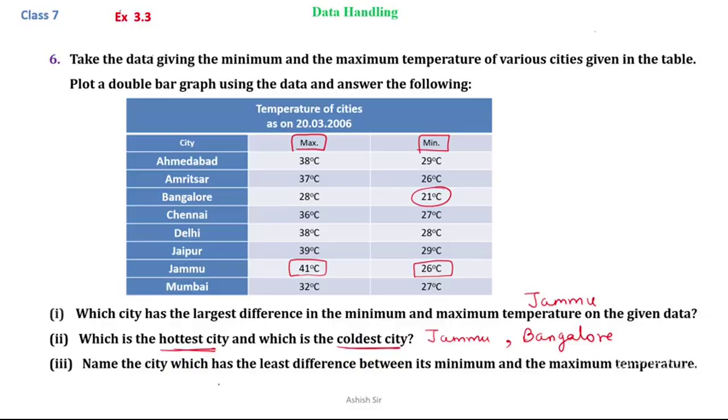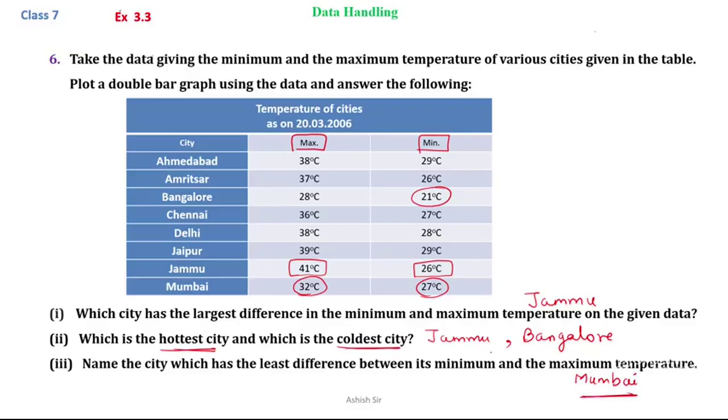Now we have to name the city which has the least difference between its minimum and maximum temperature. So here we see that is Mumbai. Maximum is 32 and minimum is 27. So there is only a difference of 5 degrees. So the least difference in the maximum and minimum temperatures is shown by the city Mumbai.